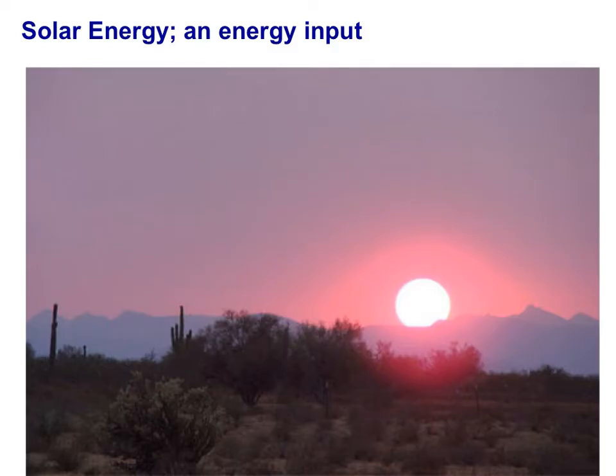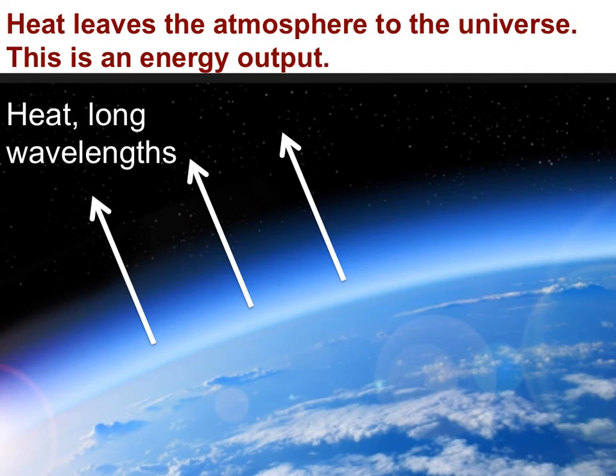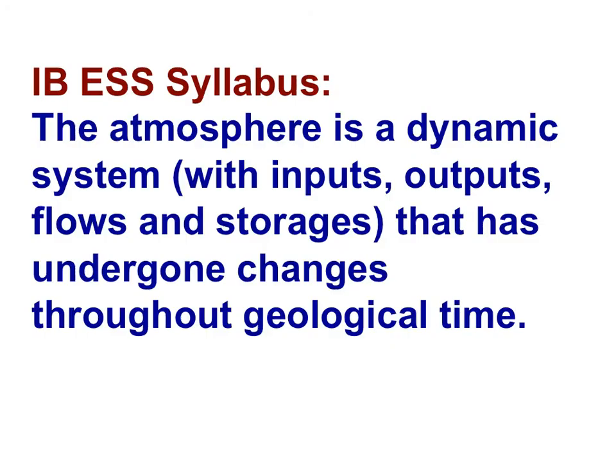Remember, solar energy is an energy input to the Earth's atmosphere. And heat is an energy output, leaving the Earth's atmosphere for the universe. And the atmosphere is a dynamic system with inputs, outputs, flows, and storages that has undergone changes throughout geological time.